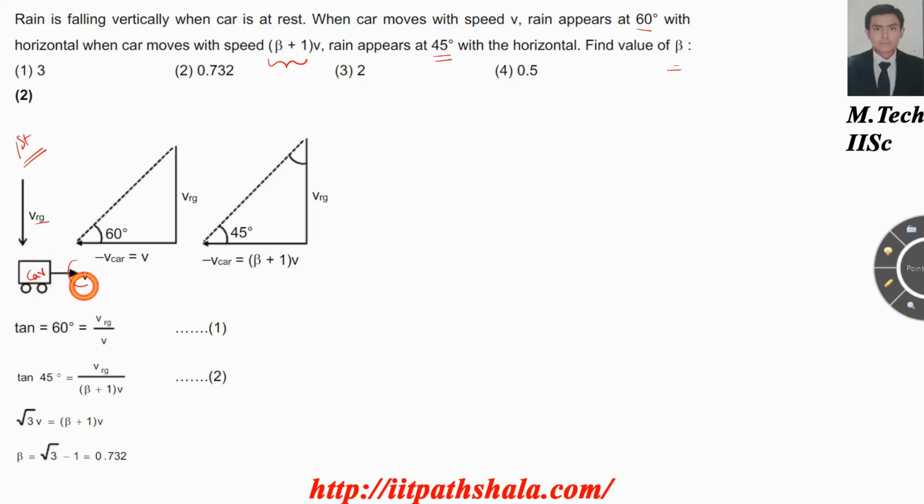Now let me give you some velocity over here. So first case is your velocity of rain with respect to ground is coming down vertically, and you are at rest with velocity v equal to 0. Now you start moving. When you start moving, you are observing the rain to be at an angle of 60 degrees over here.